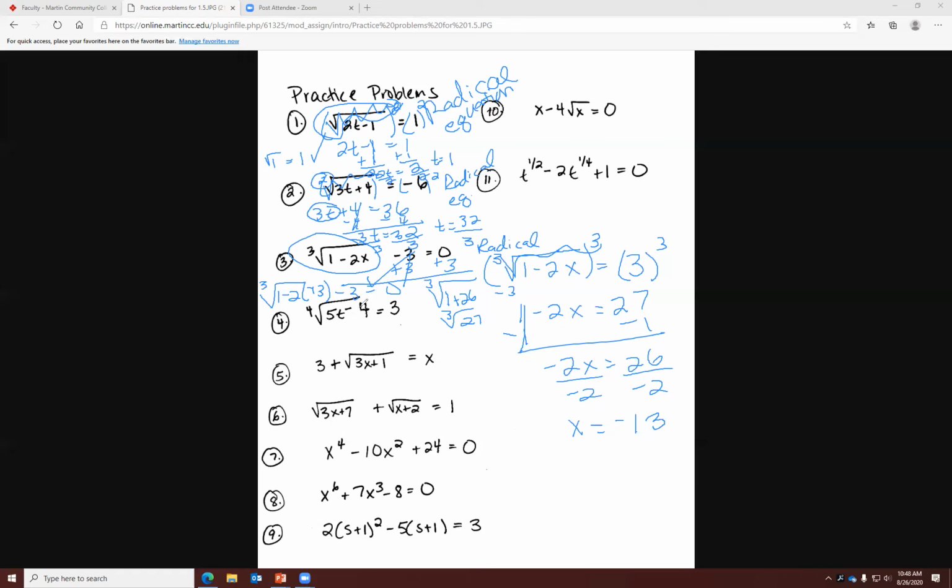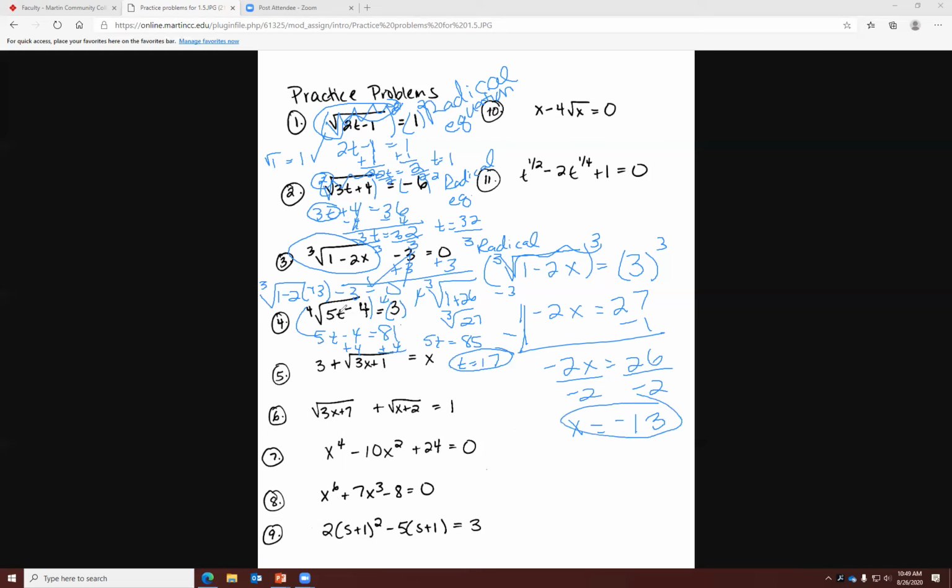And then this one's by itself, so we just need to do the fourth root this time. And so you end up with 5t minus 4 equals 3 to the 4th power, which would be 81. Then we add the 4. You get 5t equals 85. I'm sorry, it's kind of messy. And you end up with t equals 17. Okay.